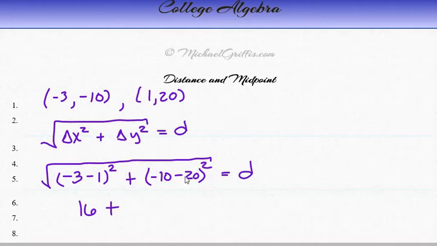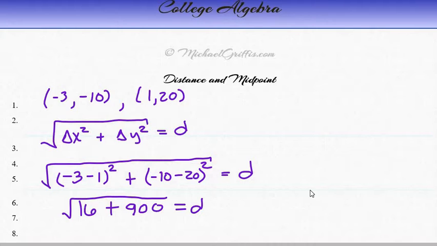-10 minus 20 is -30. -30 squared, 30 squared is 900. And then we square root the whole deal. Okay. And then we got 916, I believe. Yeah, 916.